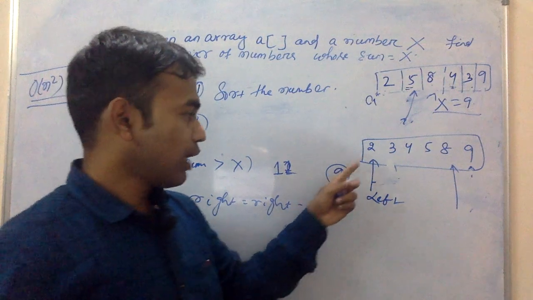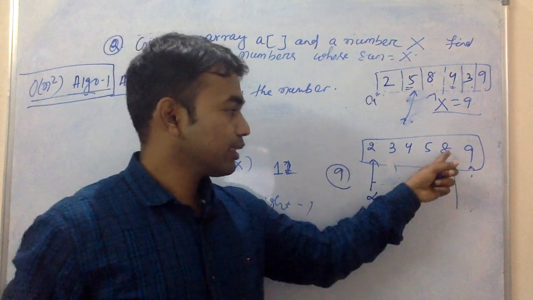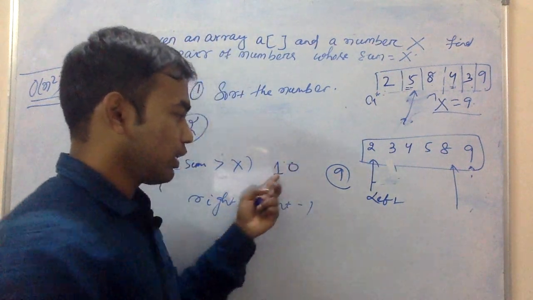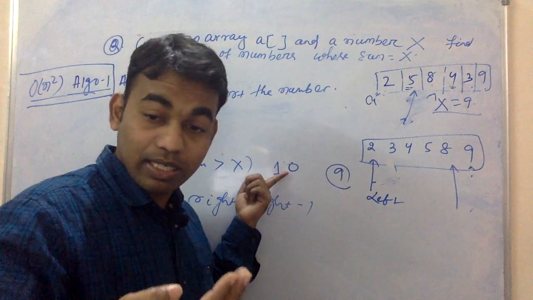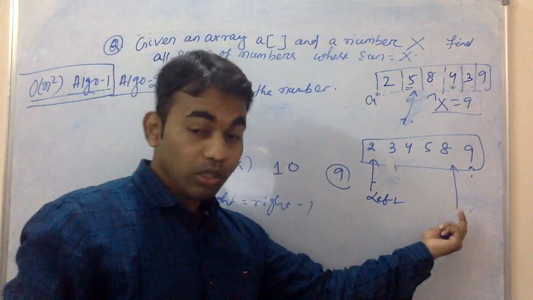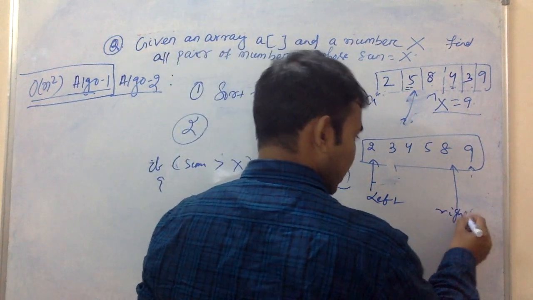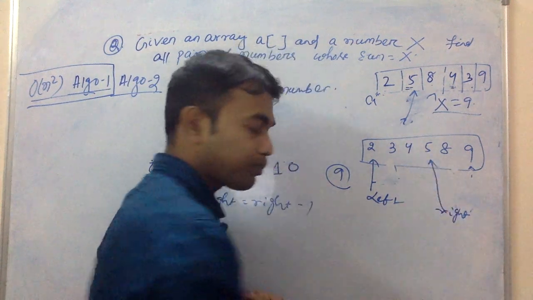Now let us see 2 and 8, so it is 10. Now I am getting 10. Is it 9? No, I am checking, it is not 9. It is greater than 9, yes. So which pointer do I need to decrease? The right pointer. So now I will remove this right pointer and decrease it to here.